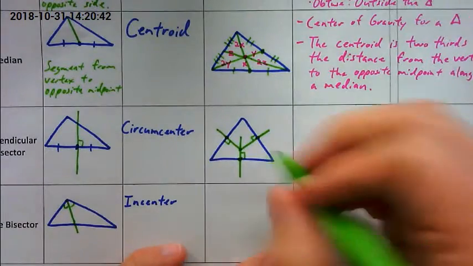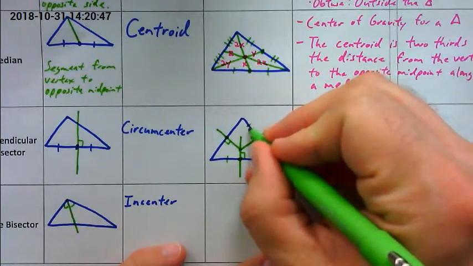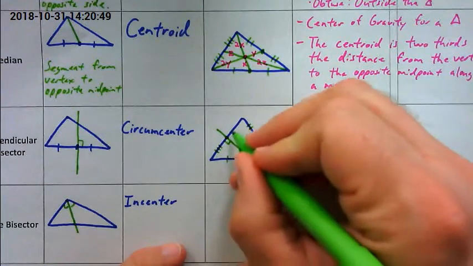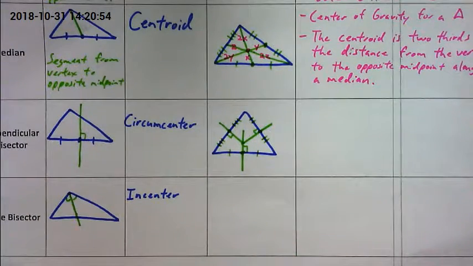So on here, again, I know that these two are equal. I know that these two are equal. And I know that these two are equal because they were perpendicular bisectors.